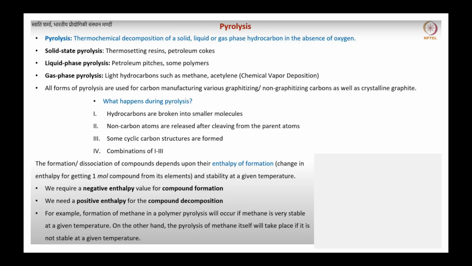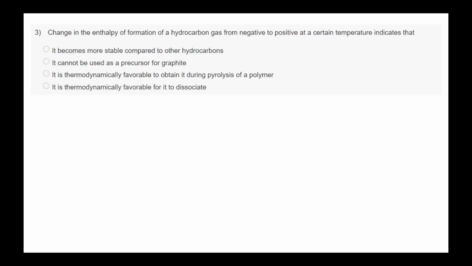So for example, formation of methane in a polymer pyrolysis will occur if methane is very stable at a given temperature. On the other hand, the pyrolysis of methane itself will take place if it is not stable at a given temperature. So this is the slide about that, but in the question: enthalpy of formation of a hydrocarbon has a negative to positive change at a certain temperature, what does it indicate?